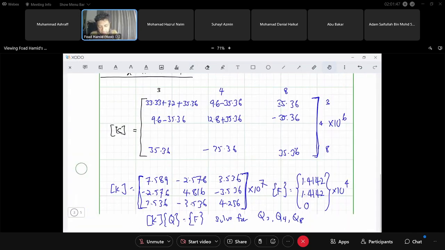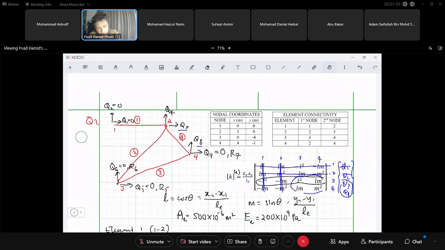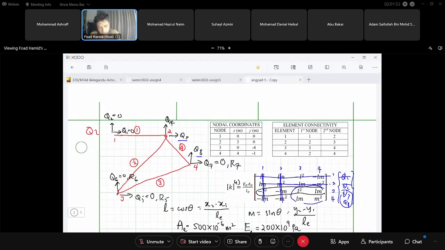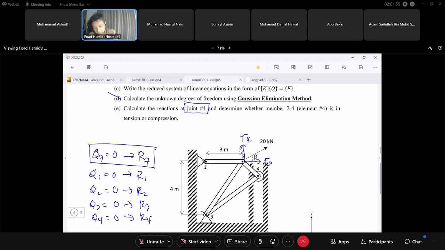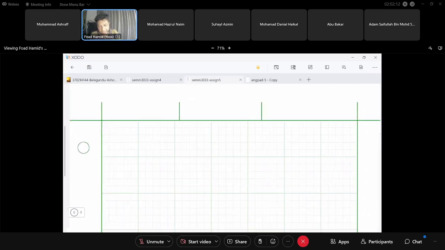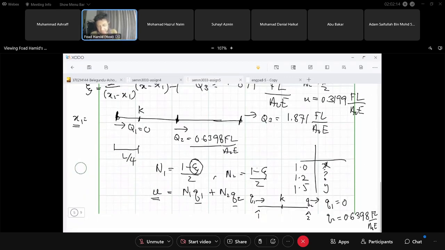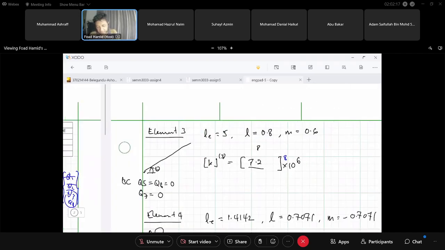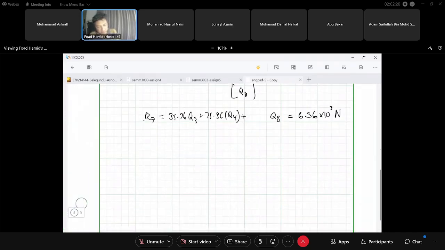And the next question is, determine whether member 2-4 is in tension or compression. So element 4, this one. So what we need to do is to find the stress. So the formula for stress is just sigma. I think this is in your formula sheet. And note that we are interested in only element number 4.